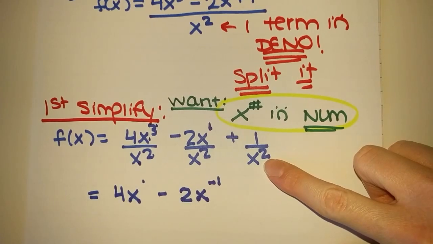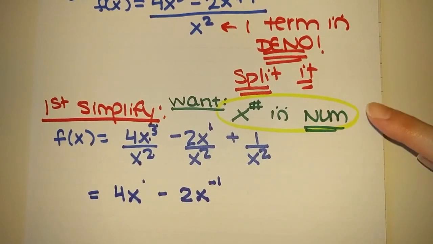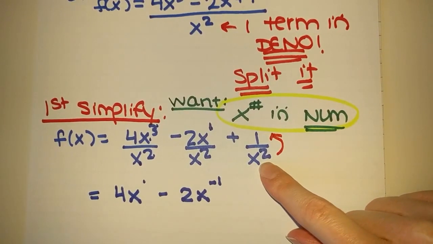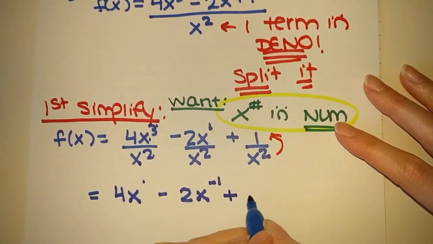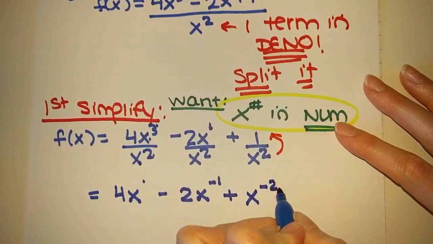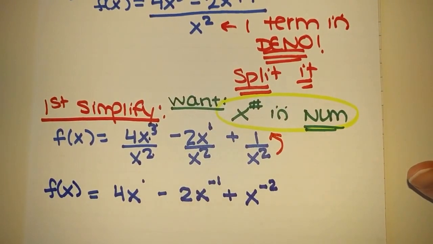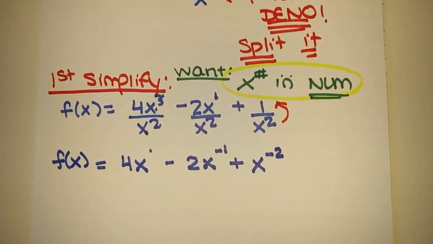Now, the 1 over x squared is simplified, but remember, we want x to a number in the numerator, so I'm going to choose to bring this x squared up to the numerator. And when I do that, I will get x to the negative 2 power. Now, it's very tempting to think that's it, we're done, that's our f prime, but that's not our f prime. That is just our simplifying.